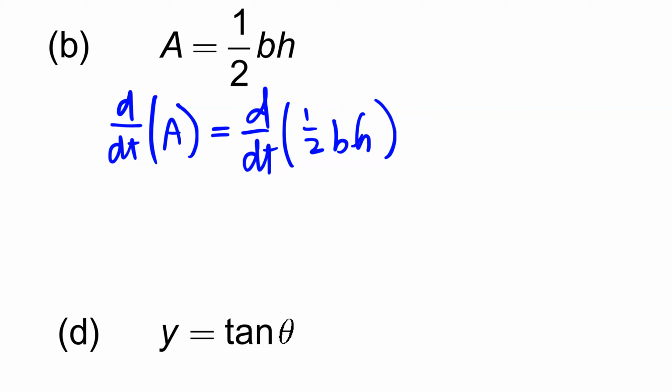We're taking the derivative with respect to t on both sides. So the left side, all d/dt is doing is saying, hey, what's the derivative of this with respect to t? So the left side is the derivative of area with respect to time, right? dA, how is area changing? Over dt means as time changes.